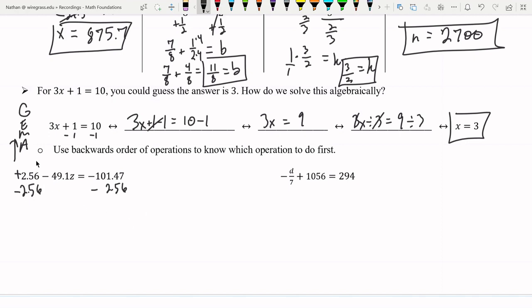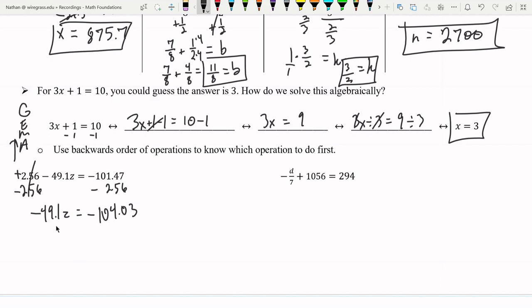And so that gives me this negative 49.1z. And then I can just use a calculator for this. They're both negative, so they're going to add up actually. It's going to be negative, and then gives us 104.03. You can think of this, right? We start at negative 101.47. We're going to go left or go further negative 2.56 units. So that just adds these two things up to get us there.